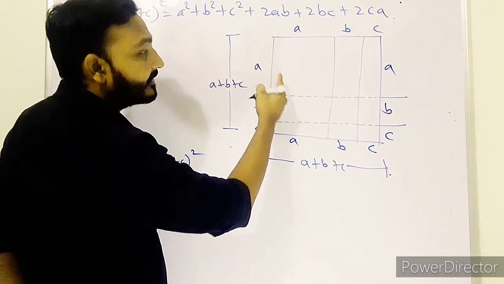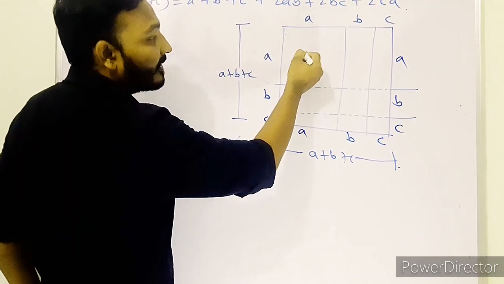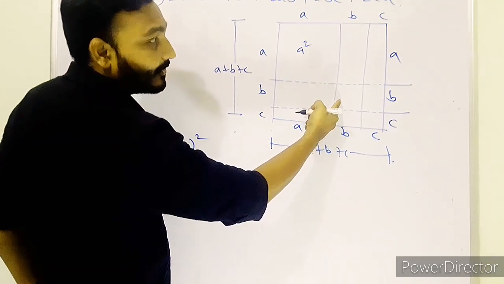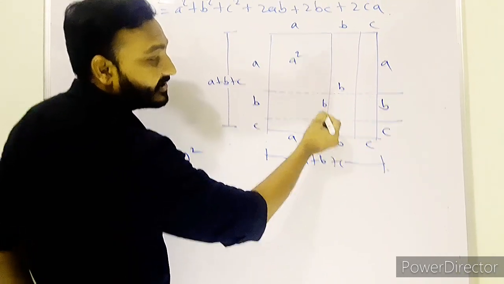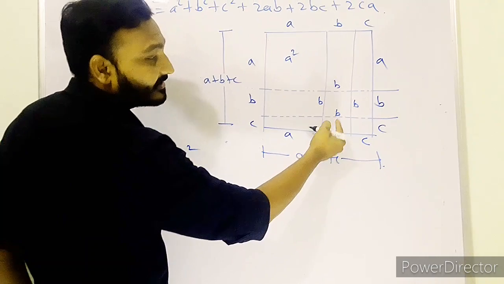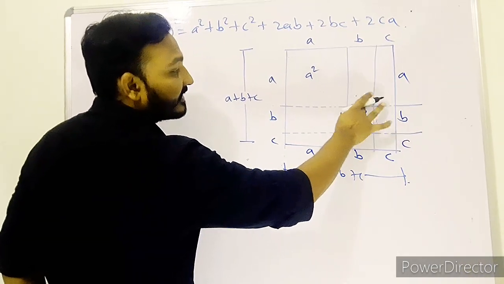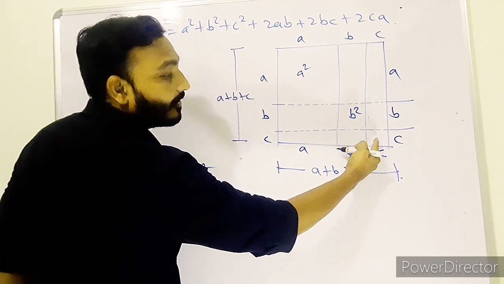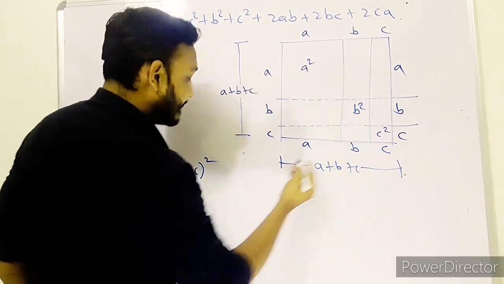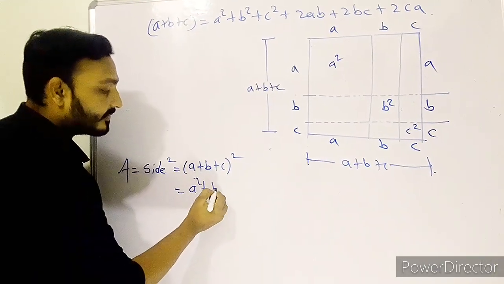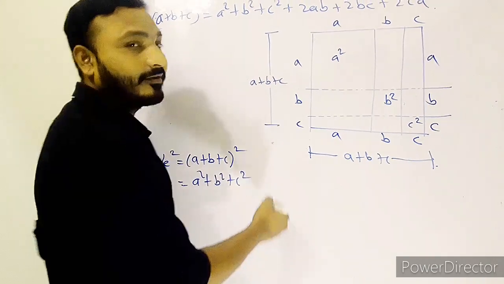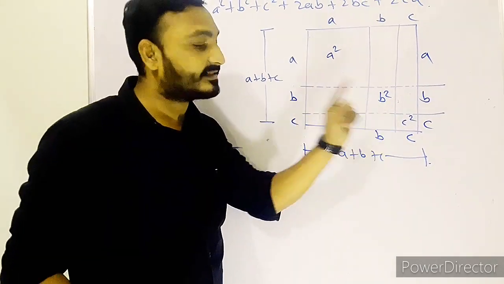So first of all tell me, what is the area of this first part? A square. What is the area of this? Because this one is B, this one is B. This one is also B, this one is also B. This means B square. No need to write this all here. B square. Now what is the length of this? C square. So first of all, A square plus B square plus C square. We found A square, B square, C square.